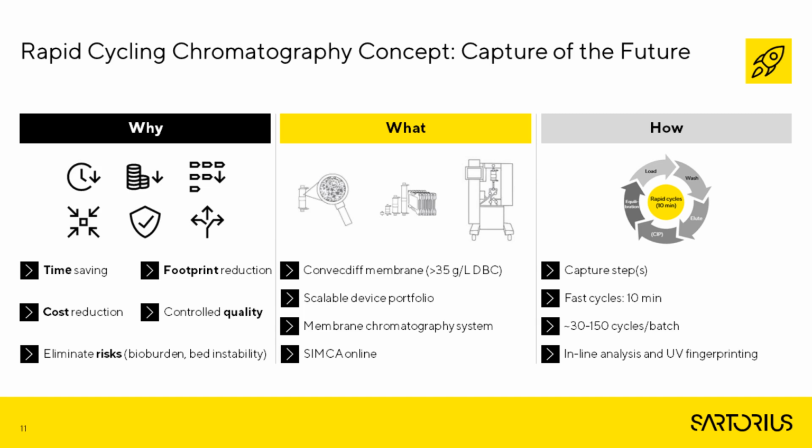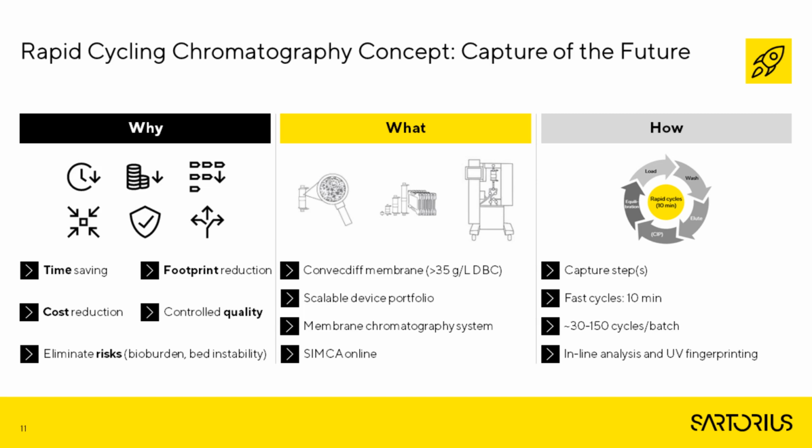How does this membrane work? It's a convective membrane. It's not a typo, it's really written that way. It's a mainly convective membrane with a small diffusion layer on the surface, so that we still get a very high binding capacity for a membrane, which shows good binding capacities. We have a scalable product portfolio on the consumable side, and we also have a system which supports membrane chromatography. Here also Simca Online can be connected for online data analysis.